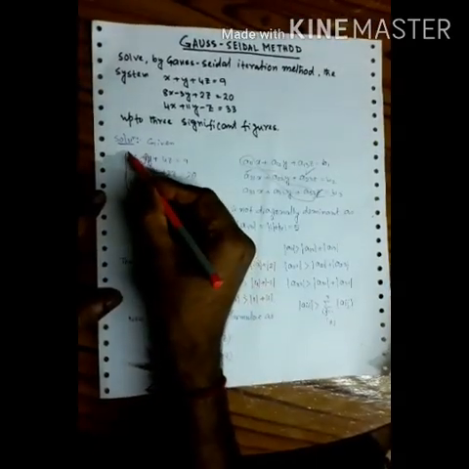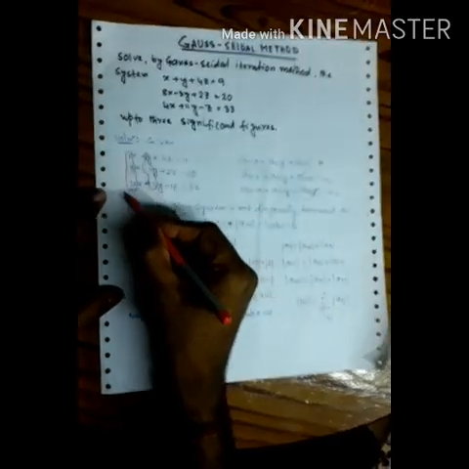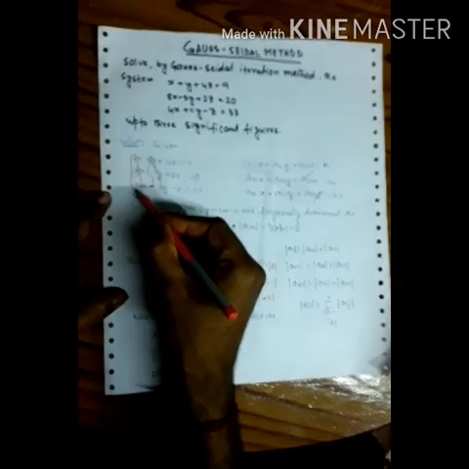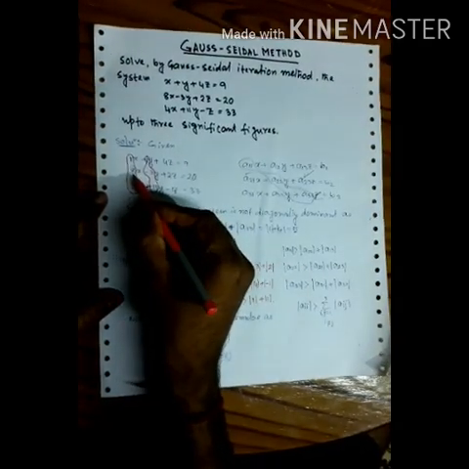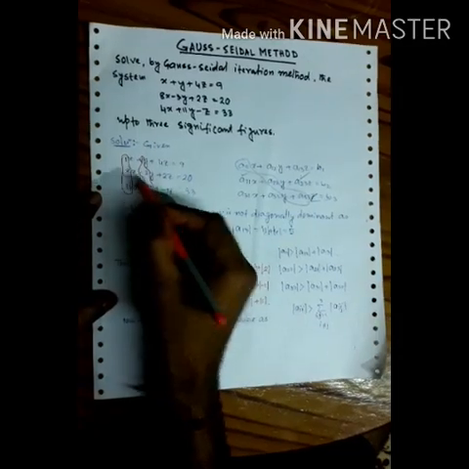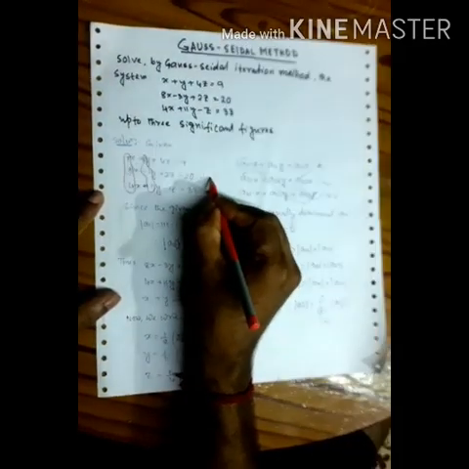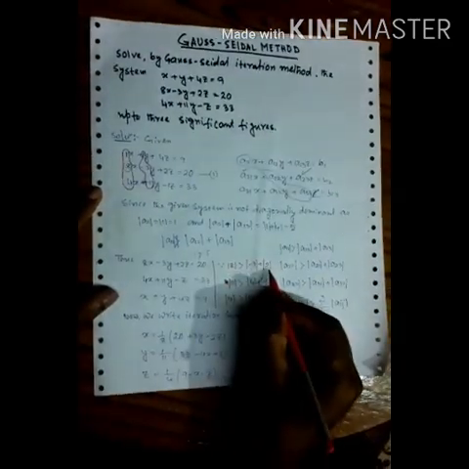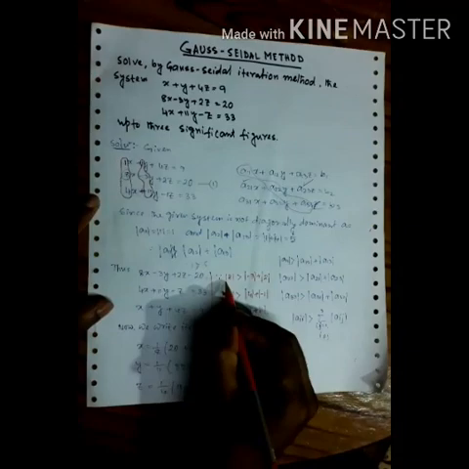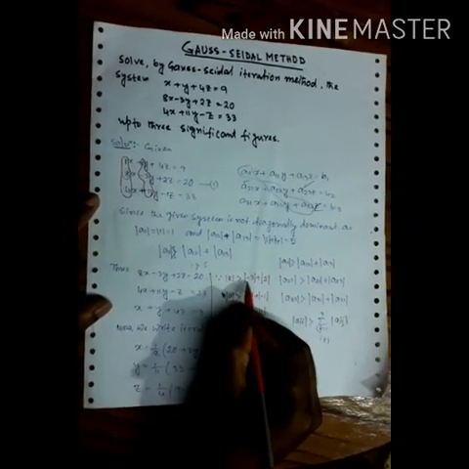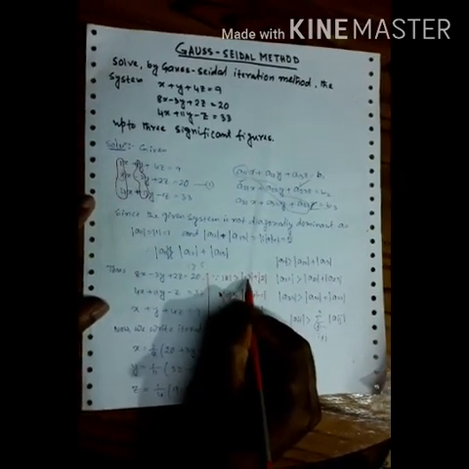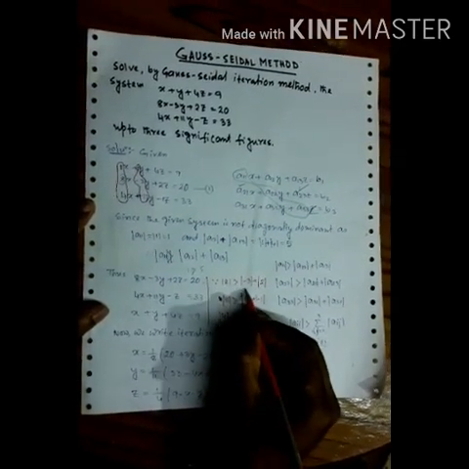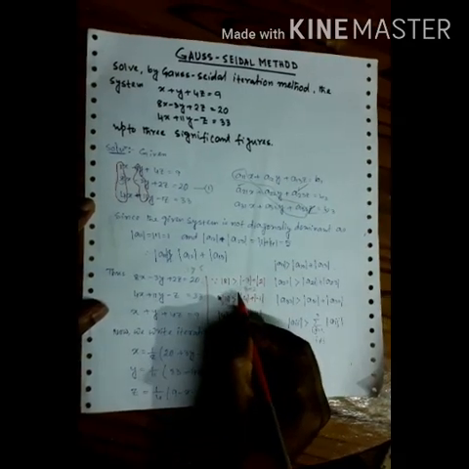Now consider the first column of this system of equations. The elements are 1, 8, 4. Look at which one is the largest in this column. The largest mod value is 8, and this 8 is in the first equation. Now check the diagonal dominant condition. Here mod 8 should be greater than or equal to mod 3 plus mod 2.